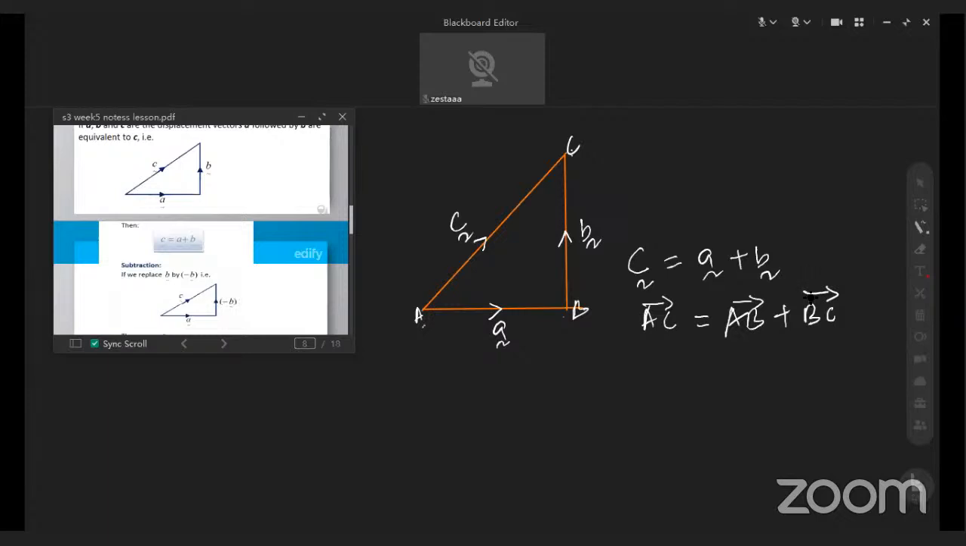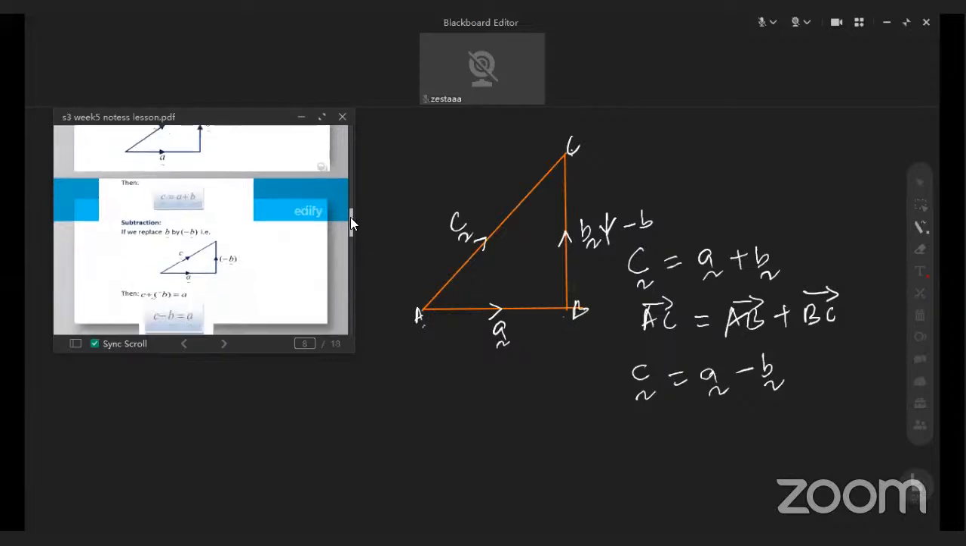Now what happens with the subtraction? With the subtraction, it's like just making this one a negative. It means you'll have C is equal to vector A minus vector B. Now, why I bring in the negative, that's when you change the direction. If the direction is now this other side, this one will be negative B.